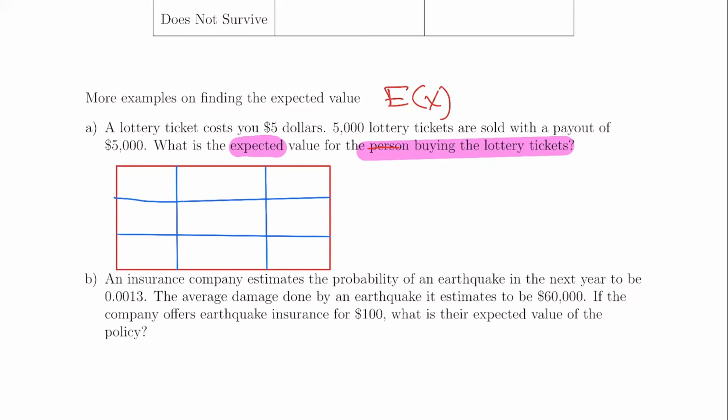This should always be X. This will always remain P of X. The only thing that should be changing are what you put in these boxes right here.